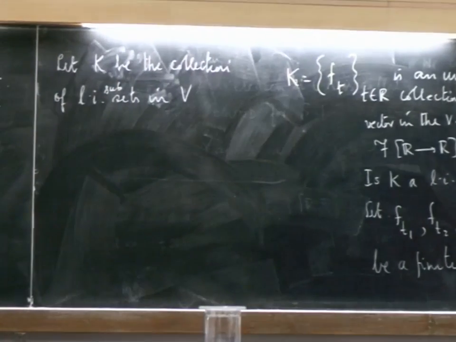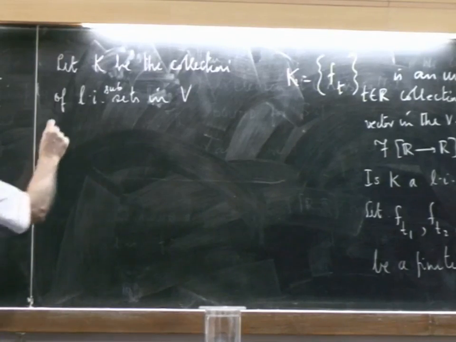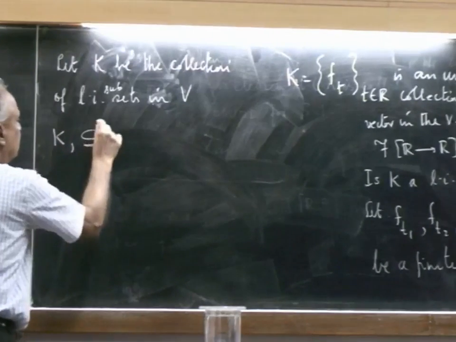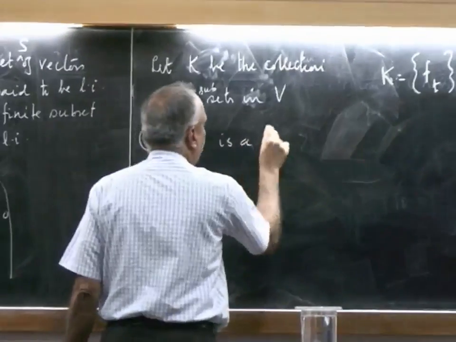Now, the moment you have a collection of sets, you have a standard partial order, namely subset or equal to. So K, that's the first example we saw. So this is a partially ordered set.